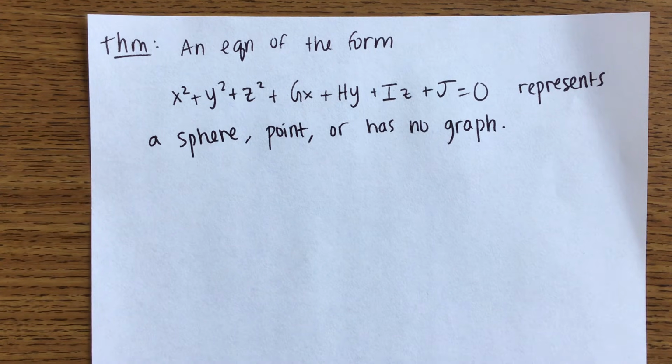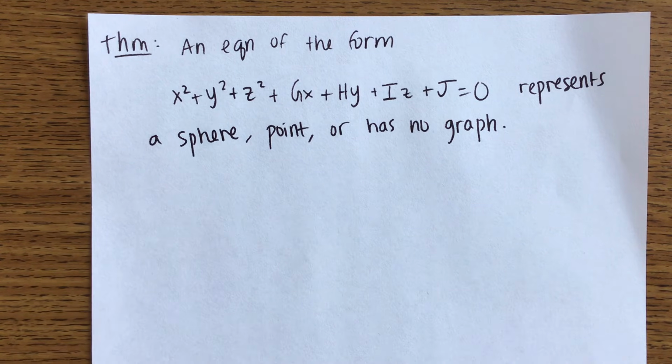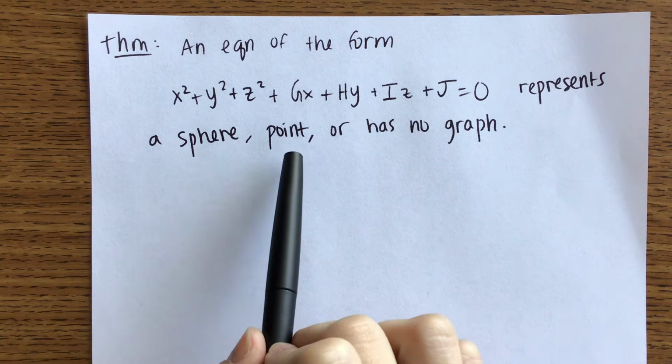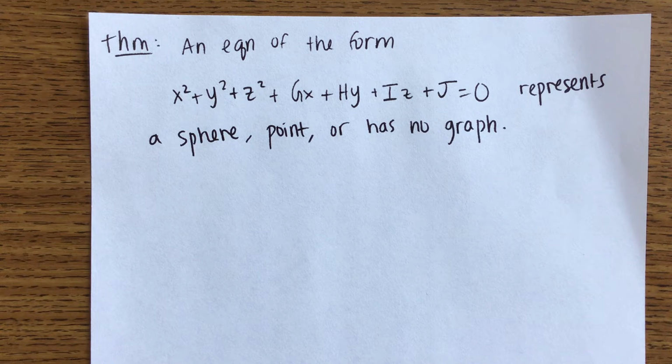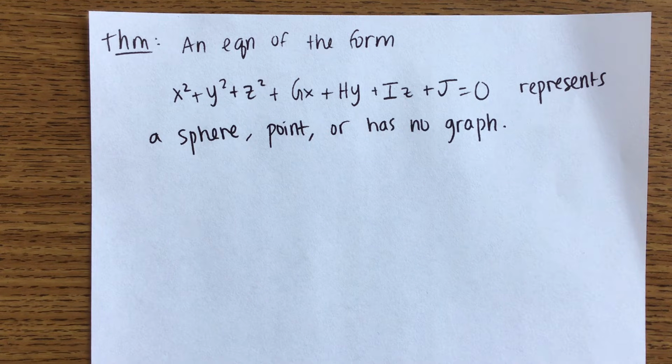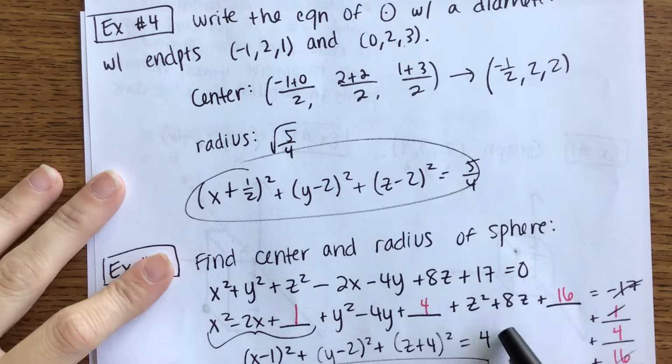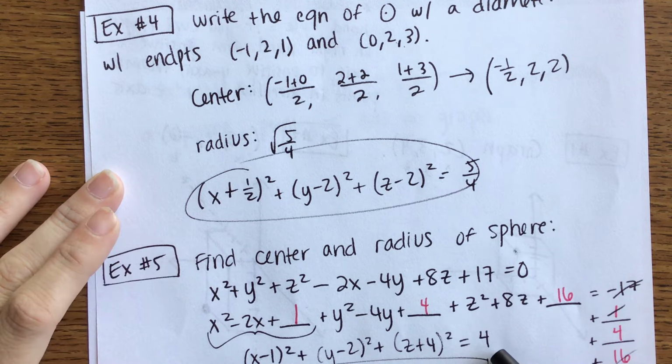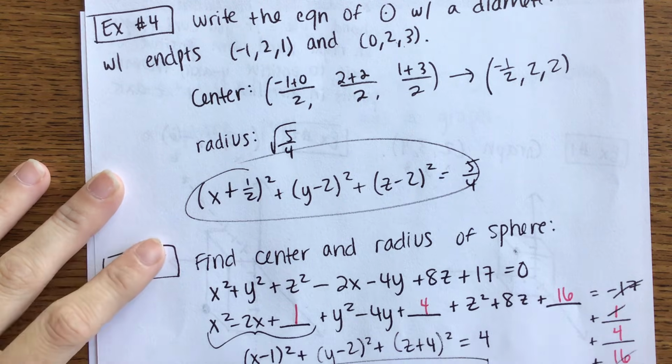Now, what are we going to have to do to figure out if it's a sphere, a point, or it doesn't have a graph? Complete the square. Okay, when would we get a point? What happens when we complete the square? The radius is 0. When would we have no graph? When the square of the radius is negative. Makes sense? So you're going to complete the square. If you end up, like on this example, with a negative number here, that would be an imaginary radius. So that would be a case where you wouldn't have a graph.